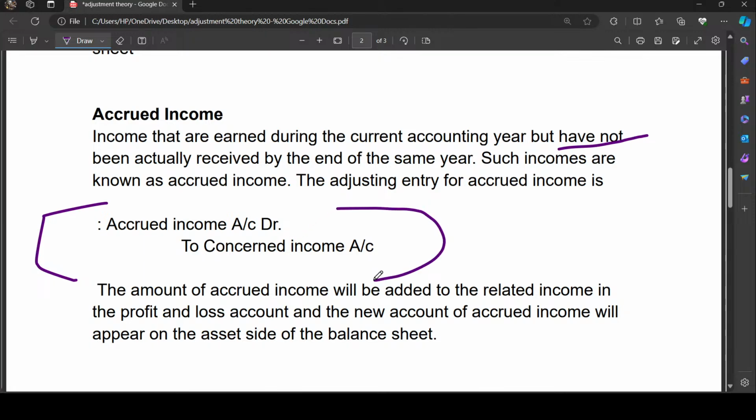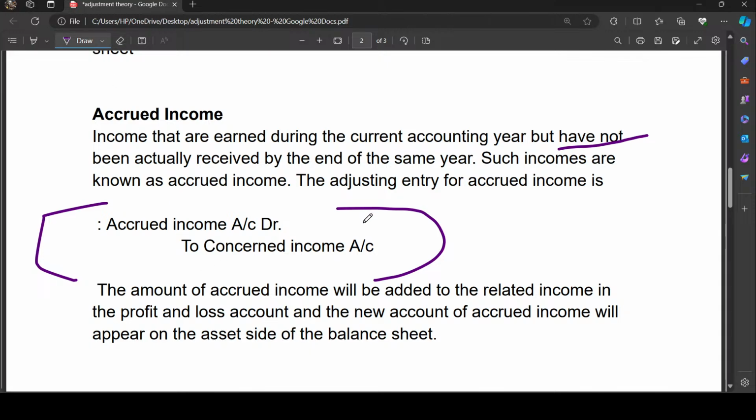It's very important: accrued income account debtor to the concerned income account. The amount of accrued income will be added to the related income in the profit and loss account, and the new account of accrued income will appear on the asset side of the balance sheet.